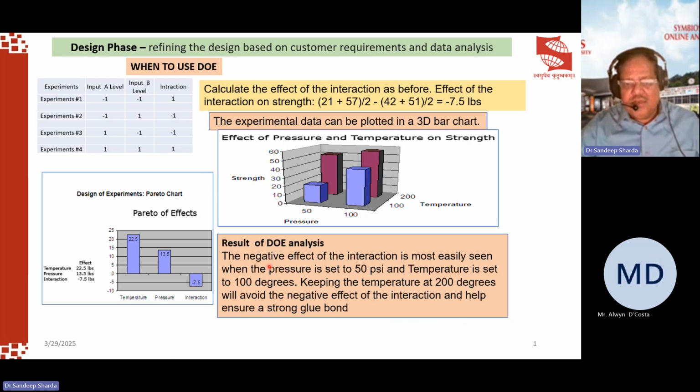So in the DOE analysis, the negative effect of the interaction is most easily seen when the pressure is set to 50 psi and temperature is set to 100 degrees centigrade. Keeping the temperature at 200 degrees centigrade will avoid the negative effect of the interaction and help ensure the glue bond.